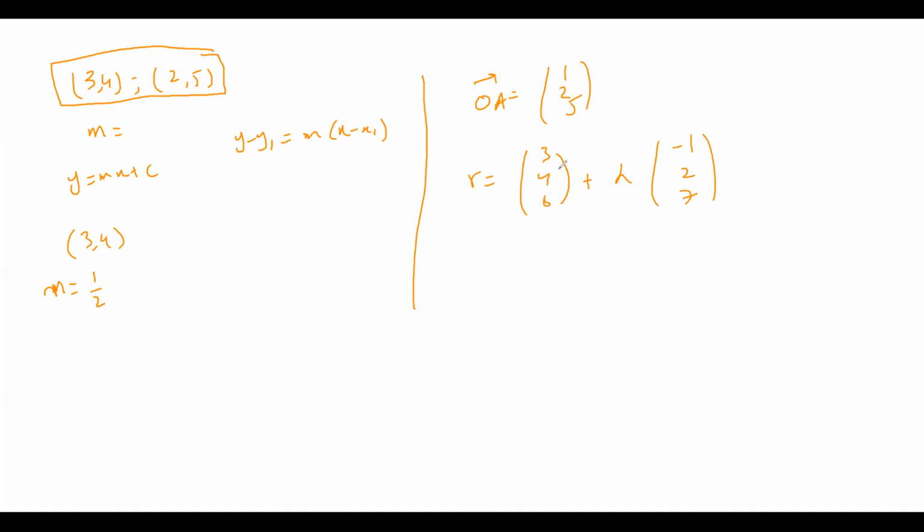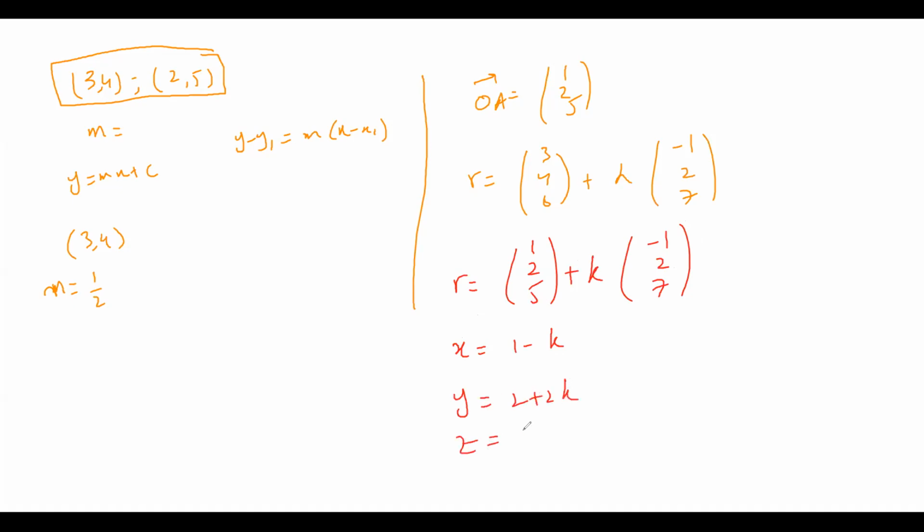So when two lines are parallel, you know that their direction vectors are going to be the same. They are in the same direction. So the required equation would be r = (1, 2, 5) + k(-1, 2, 7). That is the equation that we could write. And then if you write its parametric equation, that would be x = 1 - k, y = 2 + 2k, and z = 5 + 7k.